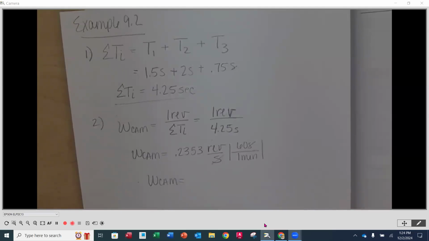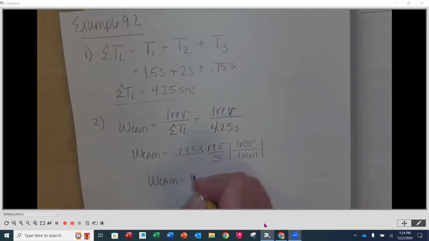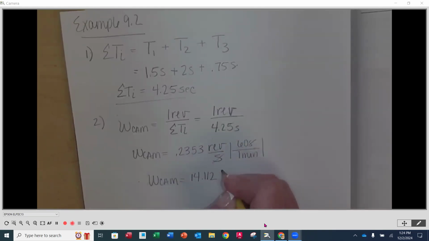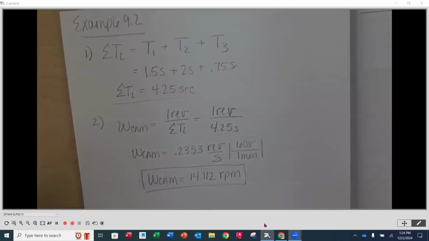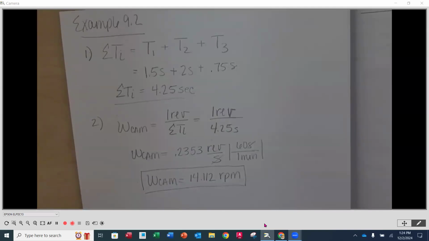What do we get for our angular velocity of our cam in RPMs? 14.112. Okay. And that's going to be RPMs, right? So when they ask us for the speed of the cam, that is the value that we want to report in RPMs, not in revolutions per second. Okay.